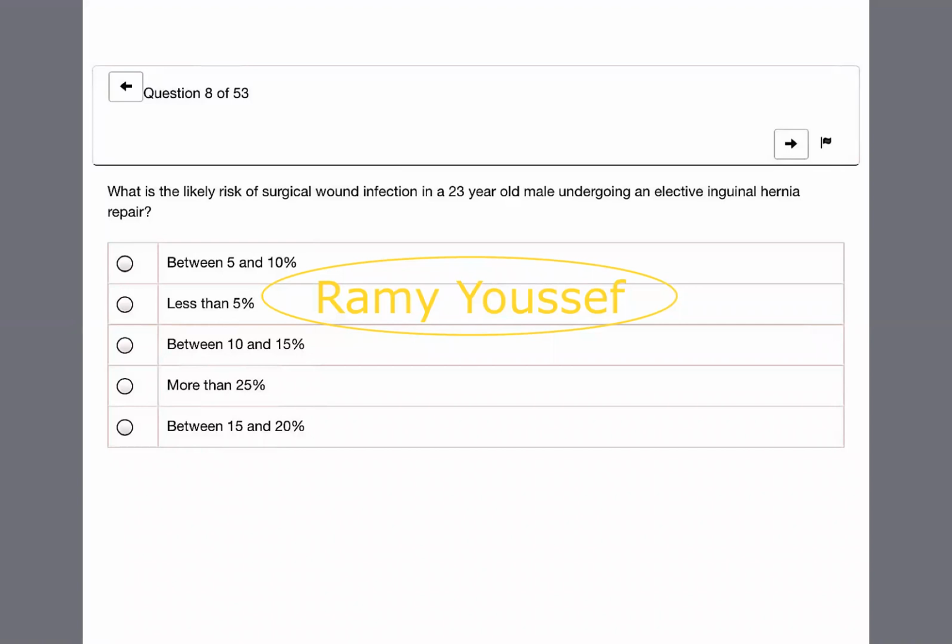What is the likely risk of surgical wound infection in a 23-year-old male undergoing an elective inguinal hernia repair? This is a clean wound, inguinal hernia repair, and actually I hate the percentages, but I have to guess. Less than 5, between 10 and 15, more than 25.